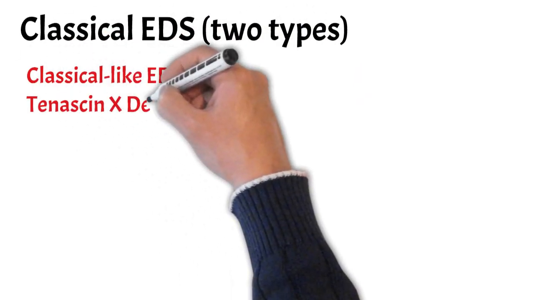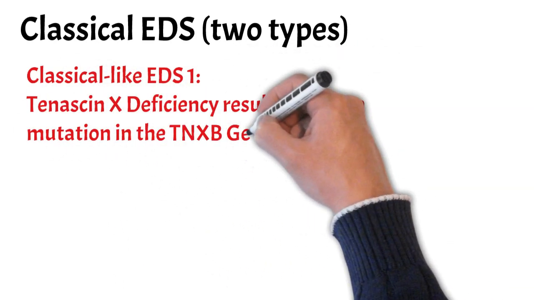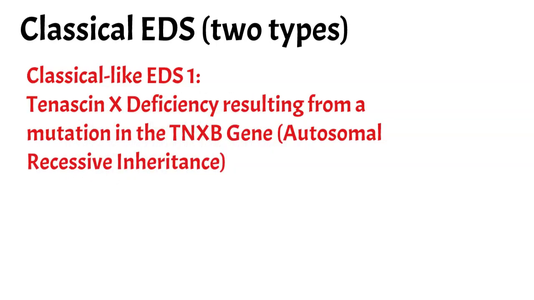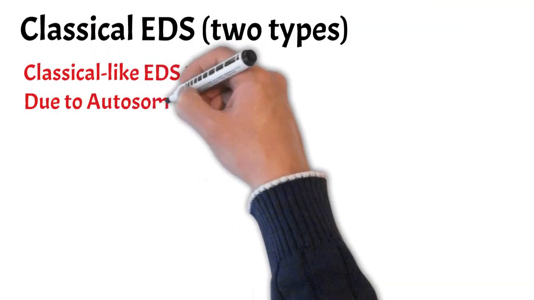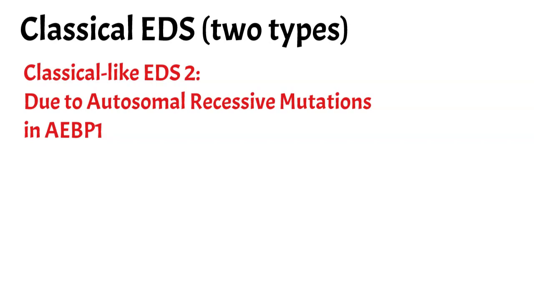In classical-like EDS1, there's a tenascin X deficiency resulting from a mutation in the TNXB gene. The inheritance is autosomal recessive, meaning both parents have to pass the gene on to the child in order for the child to express the disease. In classical-like EDS2, it is due to an autosomal recessive mutation in the AEBP1 gene.